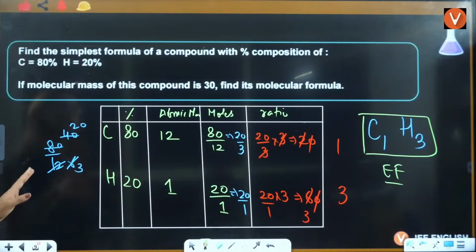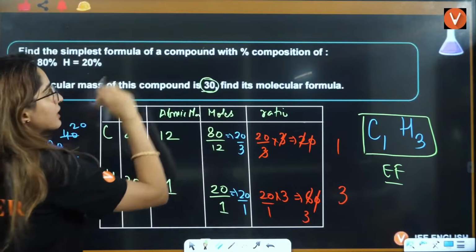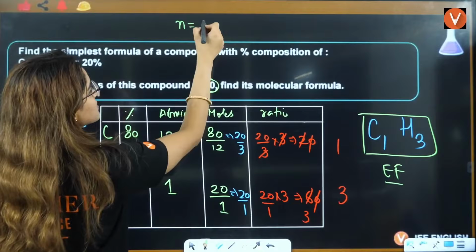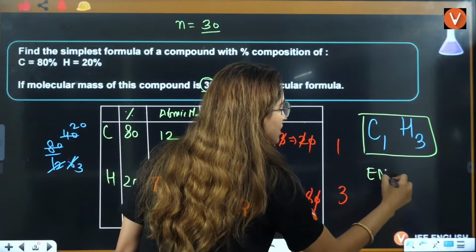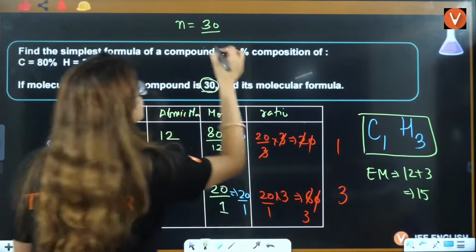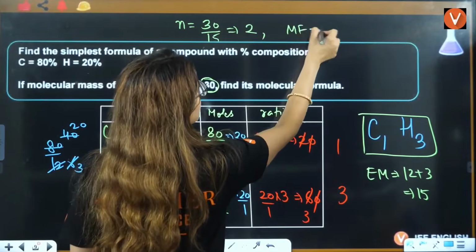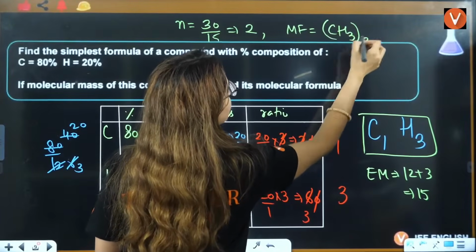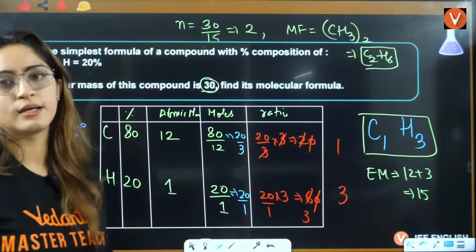Now they are saying that the molecular mass is given to be 30, right? So N is equal to molar mass, molecular mass 30, divided by empirical mass. So empirical mass is going to be 12 plus 3, that is 12, 13, 14, 15. So it will be 15 here, so N will be 2. So we can say molecular formula is equal to empirical formula, that is CH3, times 2, so it will be C2H6 is the correct answer here, right?